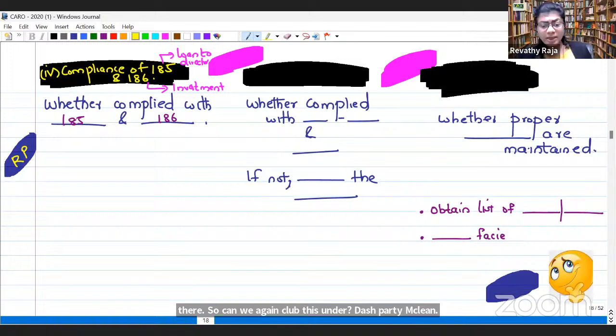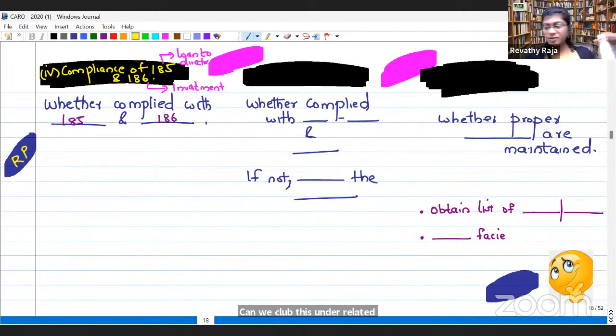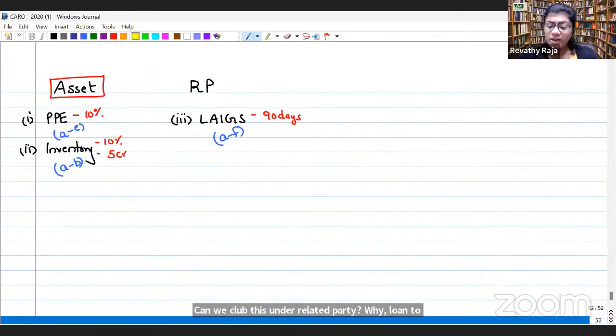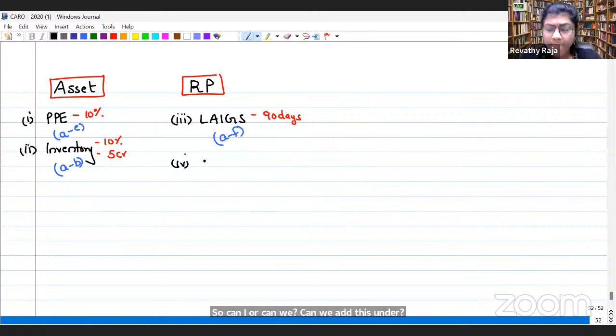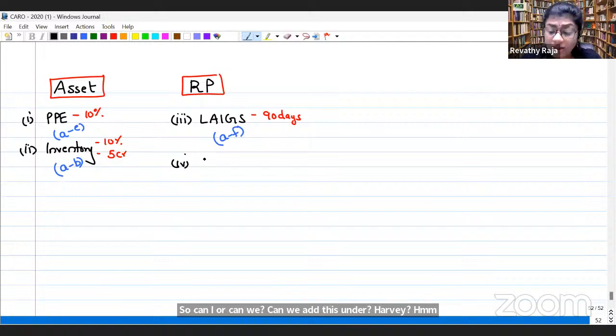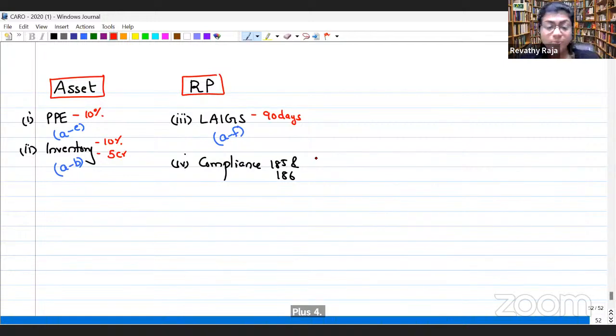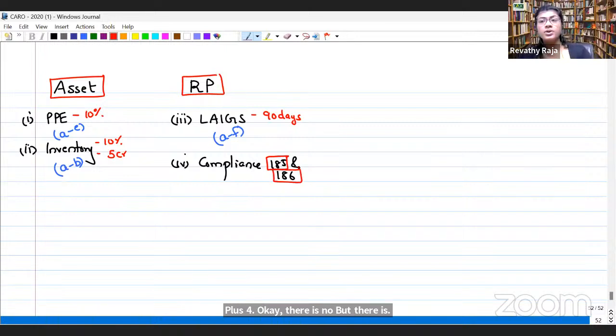Why? Loan to director, directors are RP. Can we add this under RP? Which clause, guys? Flow by compliance of 185 and 186. Clause 4. There is no numerics, but there is section number. Be careful, 185, 186.